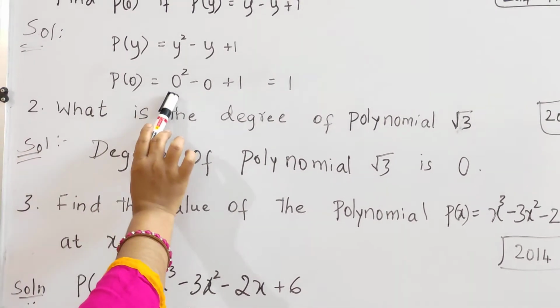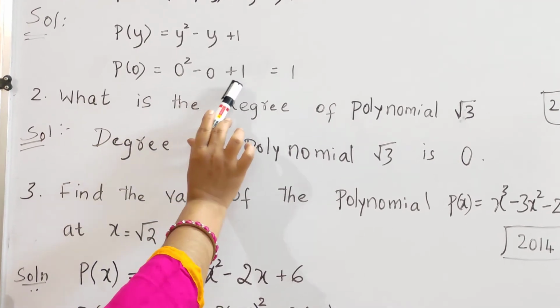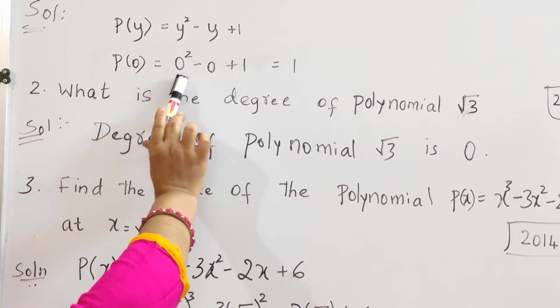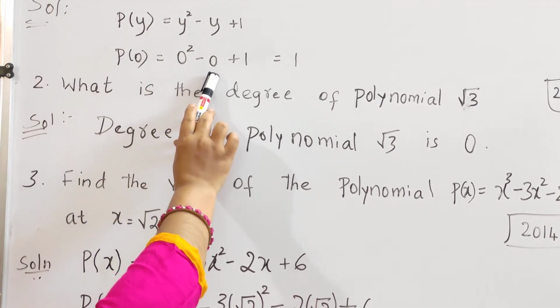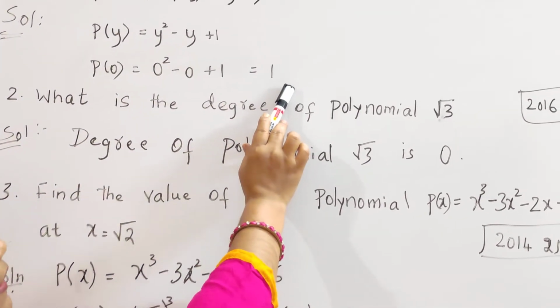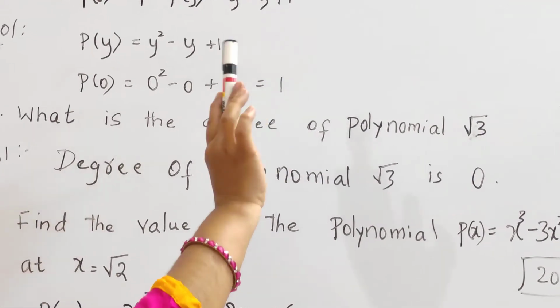So P of 0 equal to 0 square minus 0 plus 1. 0 square is 0, this is also 0, 0 minus 0 is 0, 0 plus 1 is 1. So the value is 1. This was a very simple question.